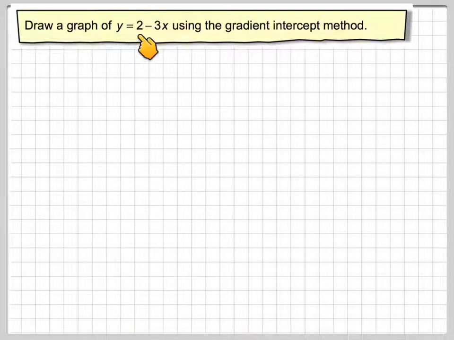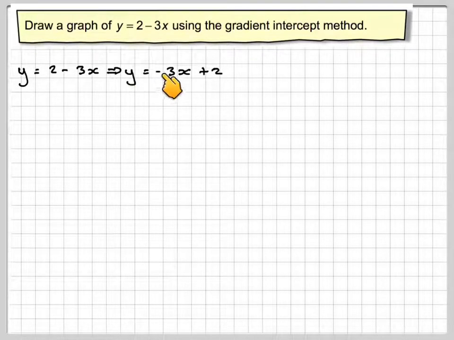Draw a graph of y is equal to 2 minus 3x using the gradient intercept method. Okay, so we've got y is equal to 2 minus 3x. That means that y is equal to minus 3x plus 2. All we do is we swap these two over, but make sure we take the minus sign with us.